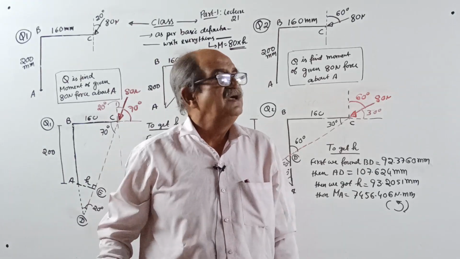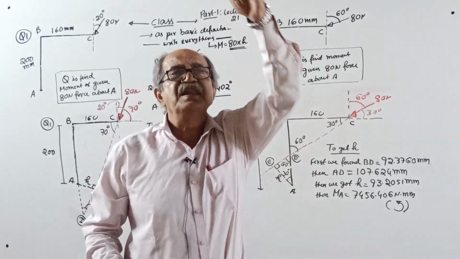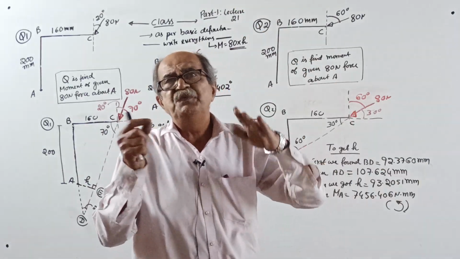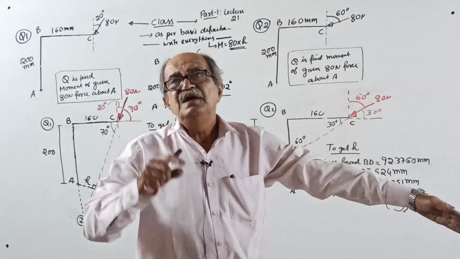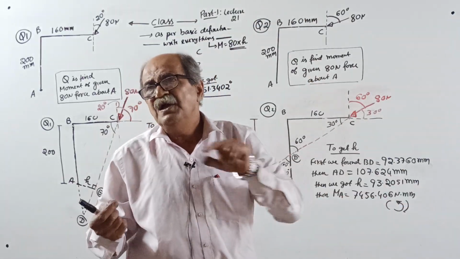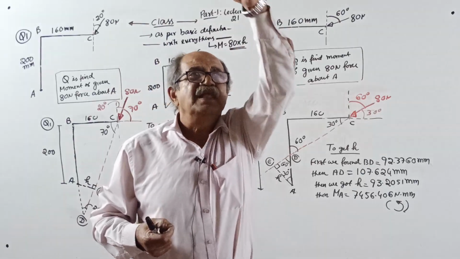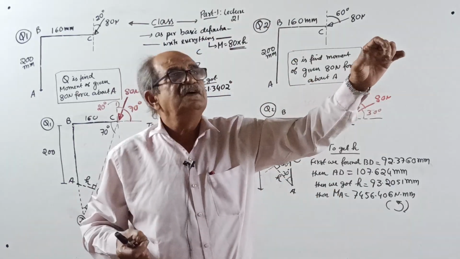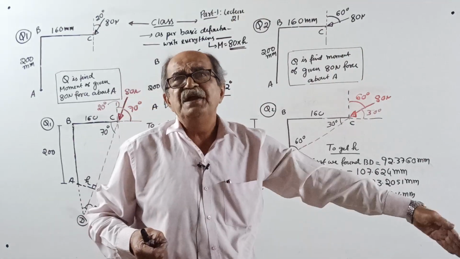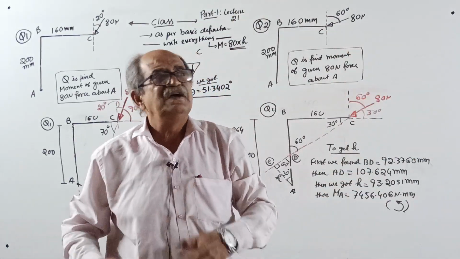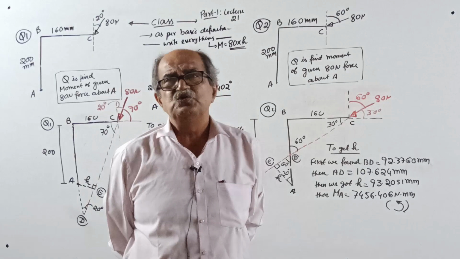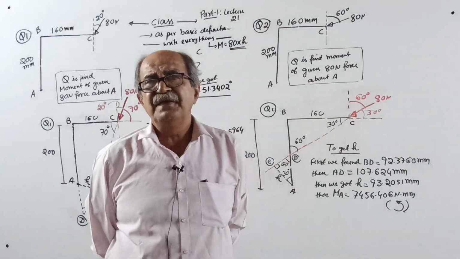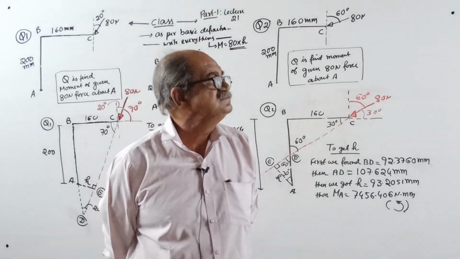Next, by chance, if the force is inclined, and you want moment about any point, from that point to the line of action of the force, you have to drop a perpendicular, say h. Then moment equals that force into perpendicular distance h. This I already told so many times earlier. Last time examples over, everything over.